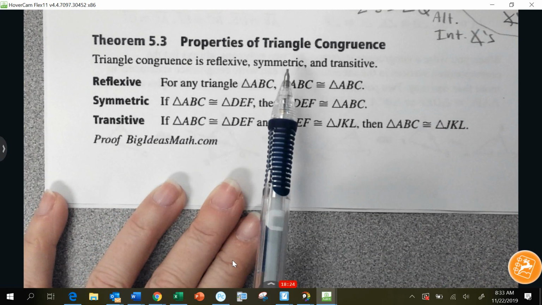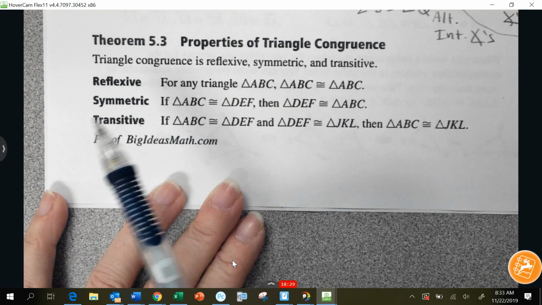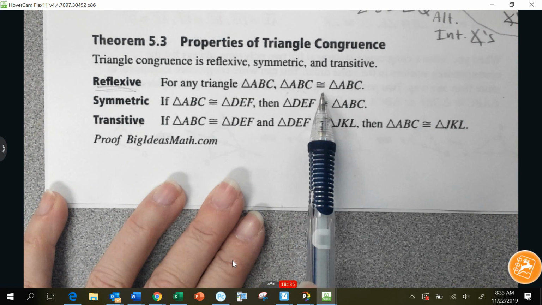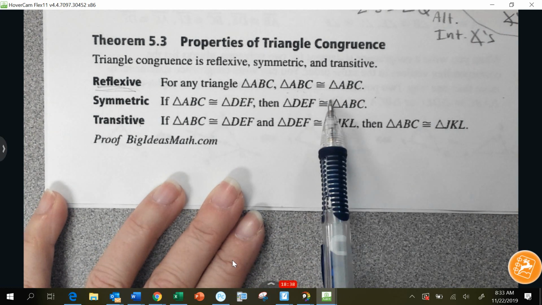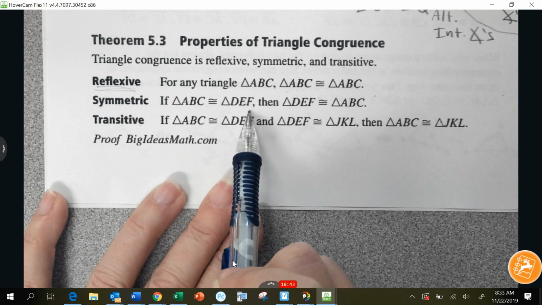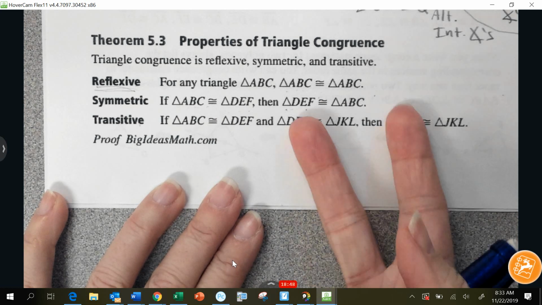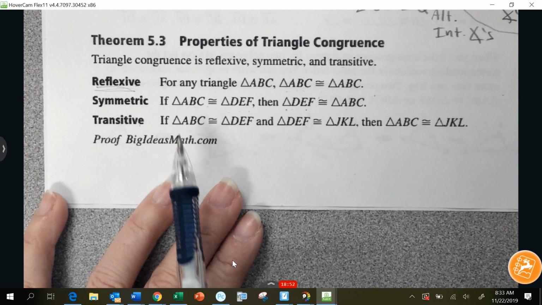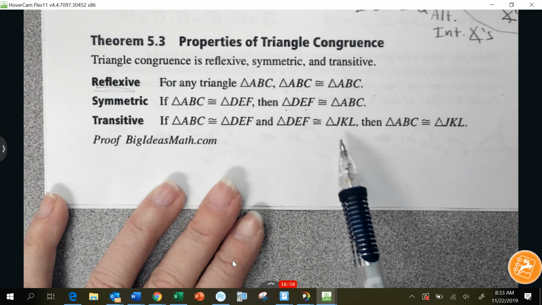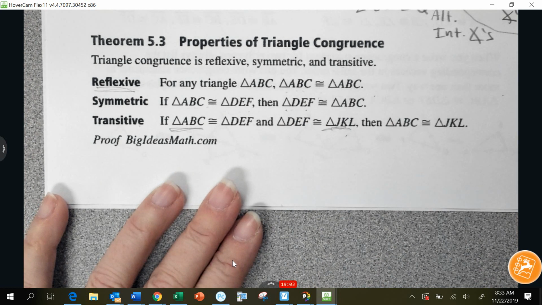All right, there are properties of triangle congruence, and we've talked about these properties before with segments and with angles. We've got the reflexive property that says triangle ABC is congruent to triangle ABC. Exact same thing on both sides. We've got the symmetric property that says if triangle ABC is congruent to triangle DEF, then triangle DEF is congruent to triangle ABC. That's where we just switch the stuff around. And then transitive: if triangle ABC is congruent to triangle DEF, and triangle DEF is congruent to triangle JKL, then ABC has to be congruent to JKL. That's transitive.